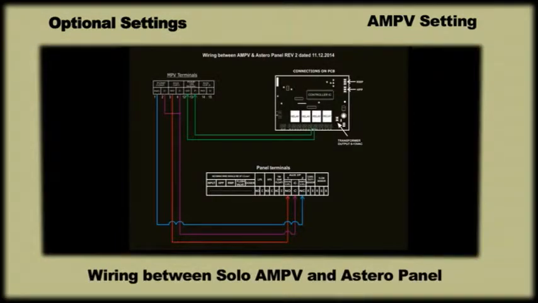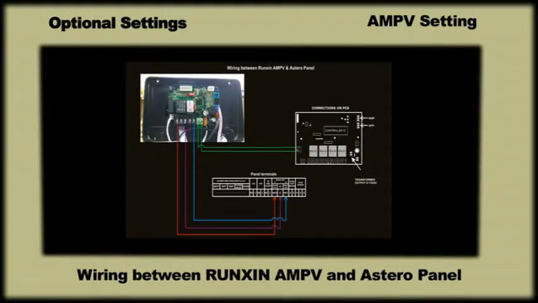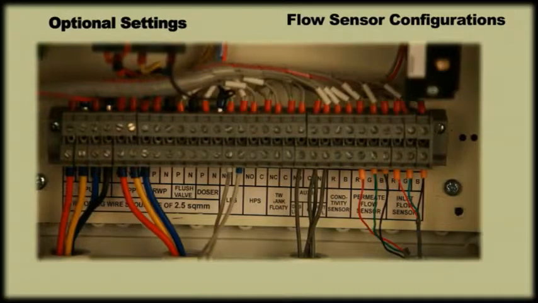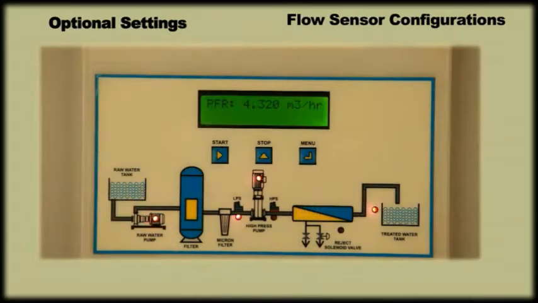Besides those above settings, one will need to do interconnecting wiring between panel and AMPV. Flow sensor configuration. One can directly connect a flow sensor to the panel. Once the flow sensor input is enabled and properly configured, the panel will display the flow rate as well as total quantity of product water.